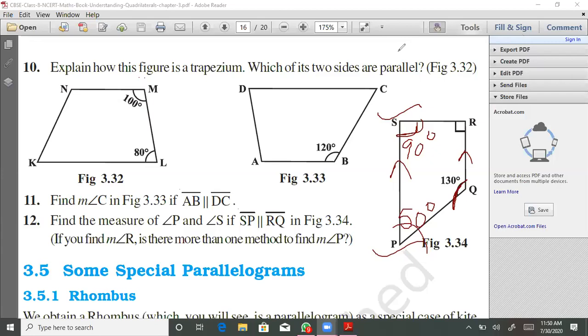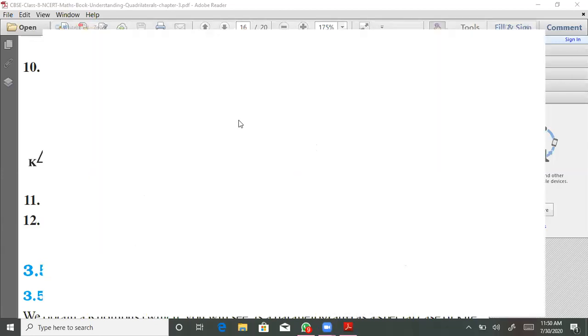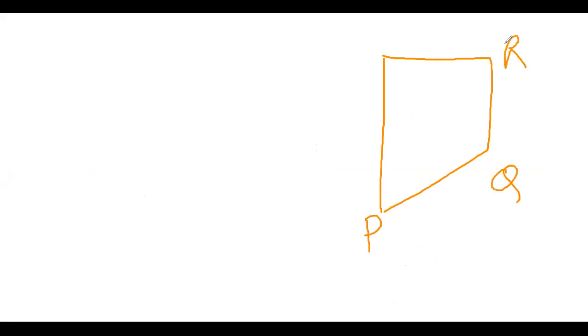Let's repeat question number 12 again. See, here we have a given figure PQRS, right? P, Q, R, S. Angle R is given here as 90 degrees and angle Q is given here as 130 degrees. You have to find out P and S, where these two sides are parallel here.